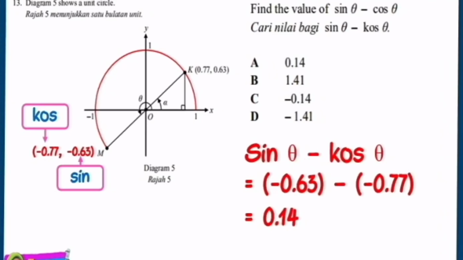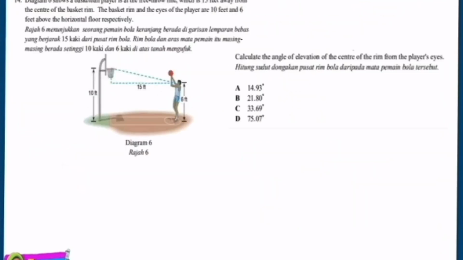Same thing applies to cos. Cos alpha is negative 0.77. Alright, so when you minus, be careful. Negative 0.63 minus negative 0.77. So in the end you take 0.77 minus 0.63. Okay, so your answer is A, right? So no problem.